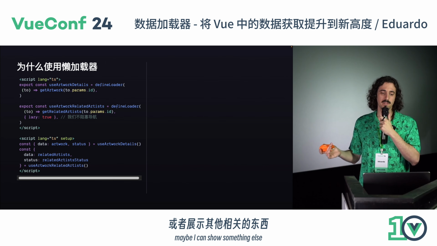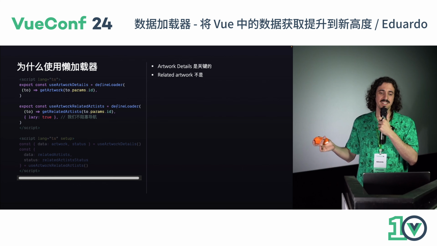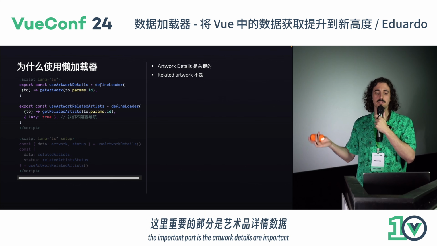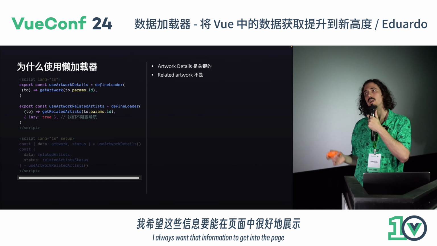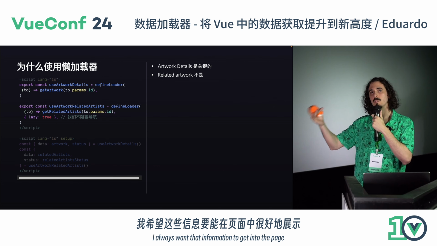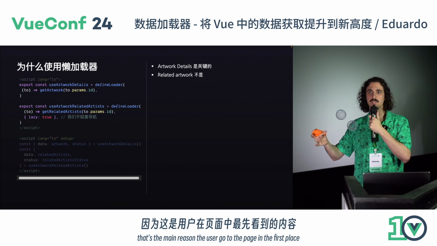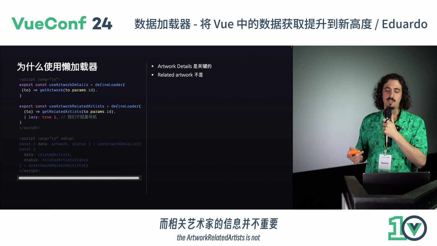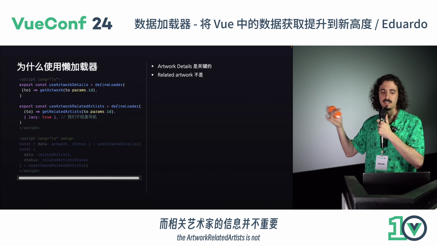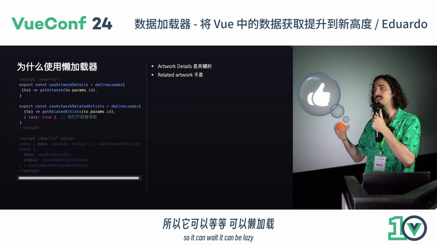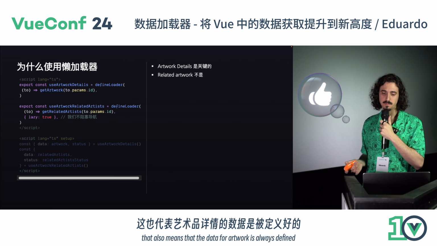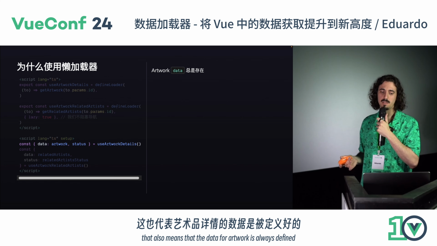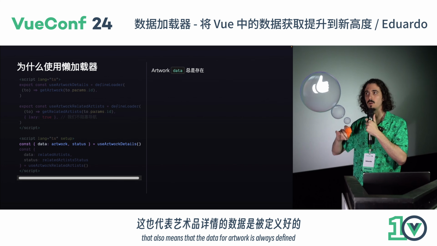Maybe I show something else. The important part is the artwork details are important. I always want that information to get into the page. That's the main reason the user goes to the page in the first place. The related artwork or artist is not. So it can wait. It can be lazy. That also means that the data for artwork is always defined.